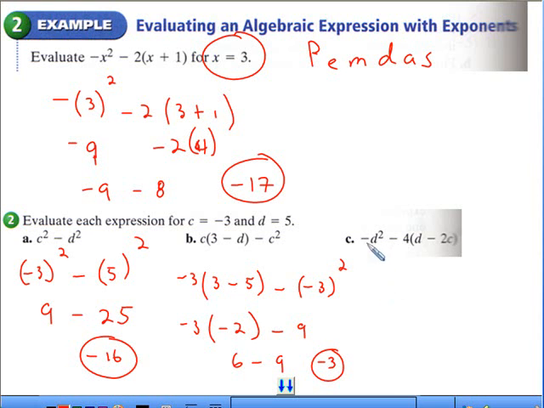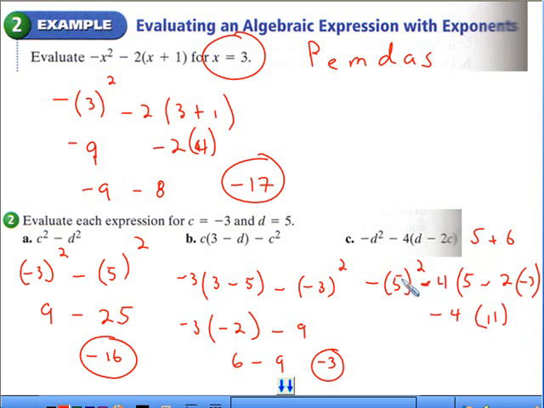Over here, we have negative, and then D is 5. 5 squared minus 4 times D is 5 minus 2 times negative 3. So work inside here. This is going to give you 5. Negative 2 times negative 3 gives you positive 6. So that's going to give you 11.